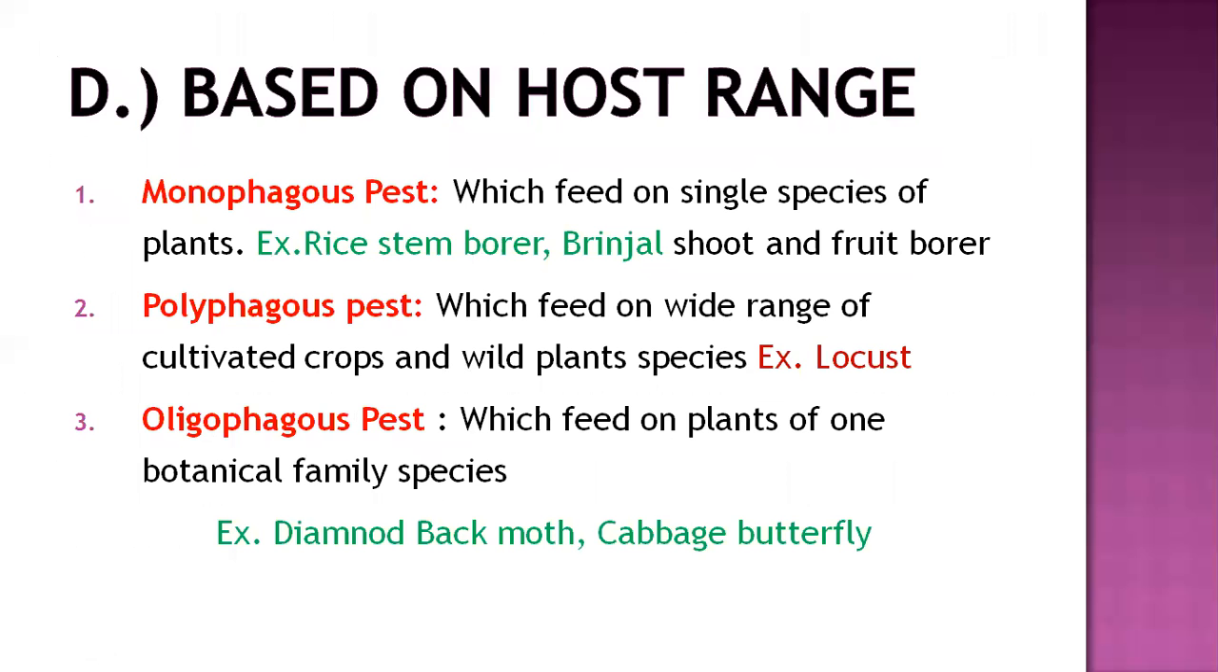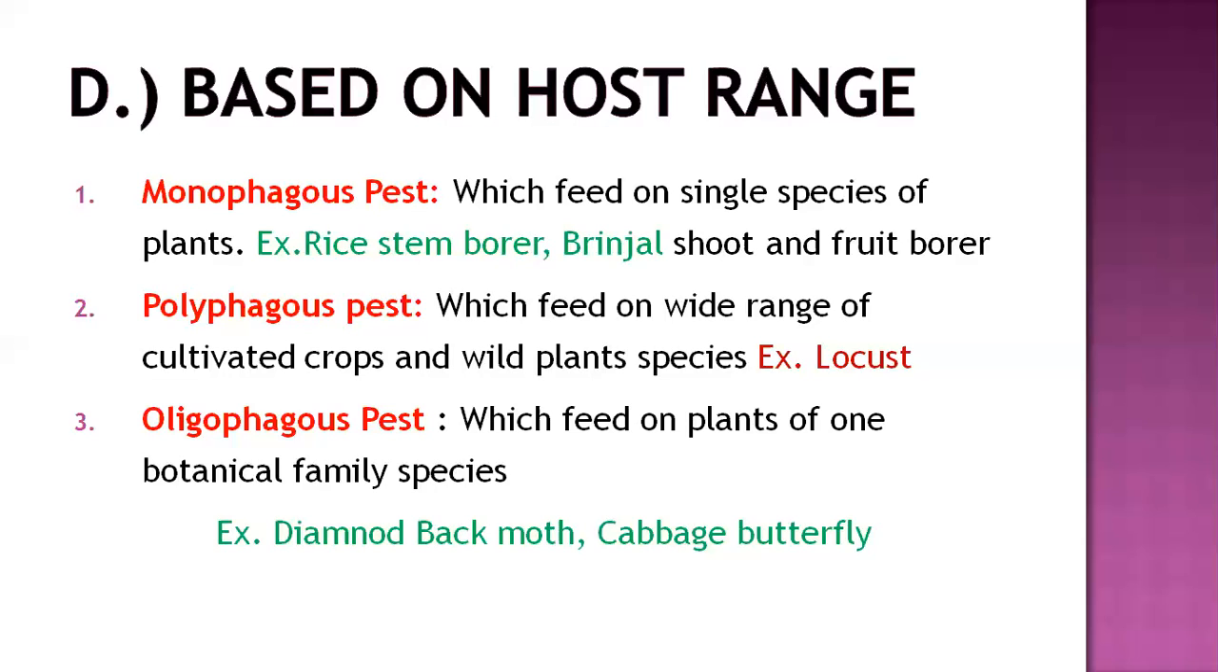Now the next one, based on host range, is the last category of insect pests. Commonly these three: monophagous pest, polyphagous pest, and oligophagous pest. Monophagous pest means those insects that feed on only a single species of plant. That means there is no need to give another species of plant as food, and an alternate host is not available. That is called a monophagous pest. Examples are rice stem borer and brinjal shoot and fruit borer. These are monophagous pests, based on host plant.